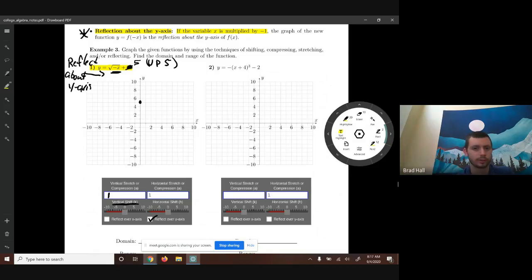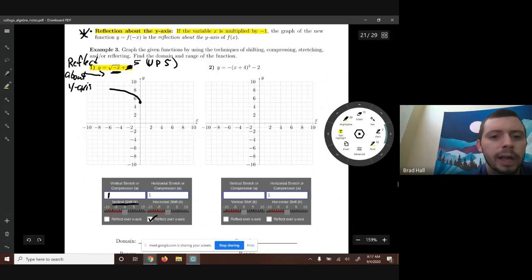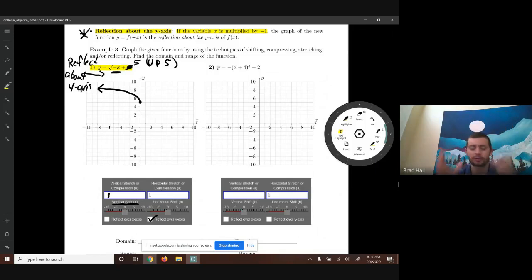That's all it changes. And additionally, when you reflect about the y-axis, instead of the arc going this way, the arc is going to go this way. So we reflect about the y-axis, and this is the shape you will get. Again, MyMathLab will simplify this process for you. I just wanted to visualize it here very explicitly.